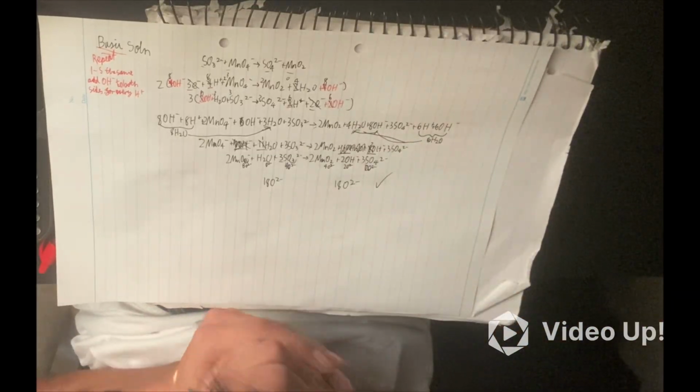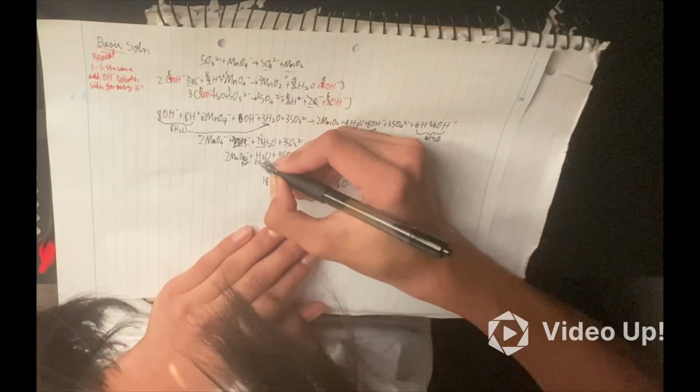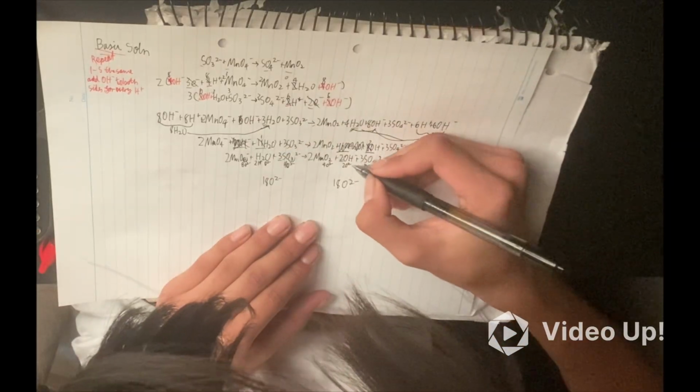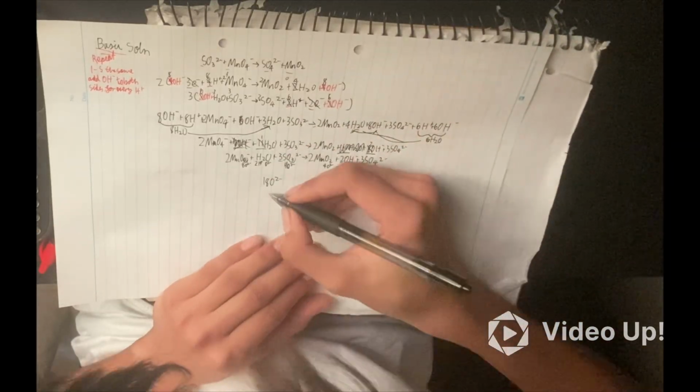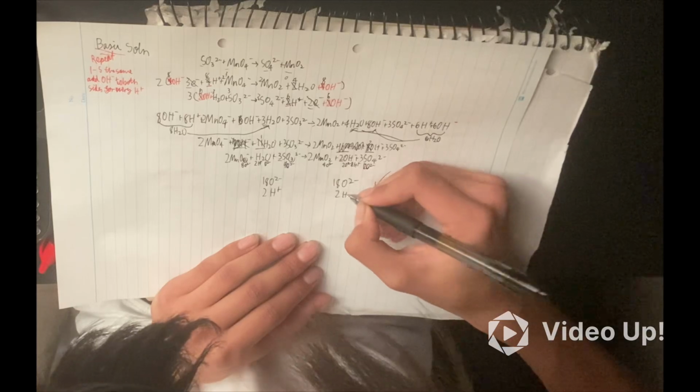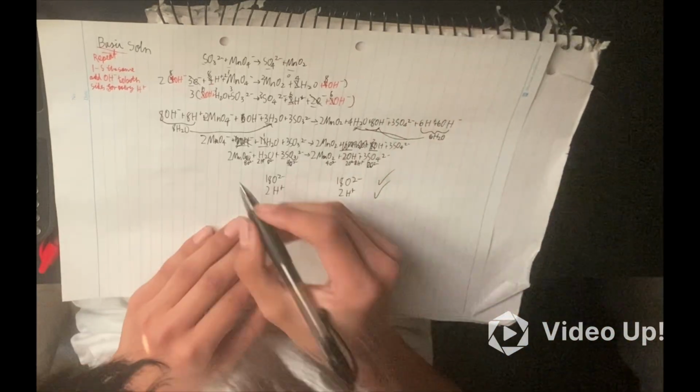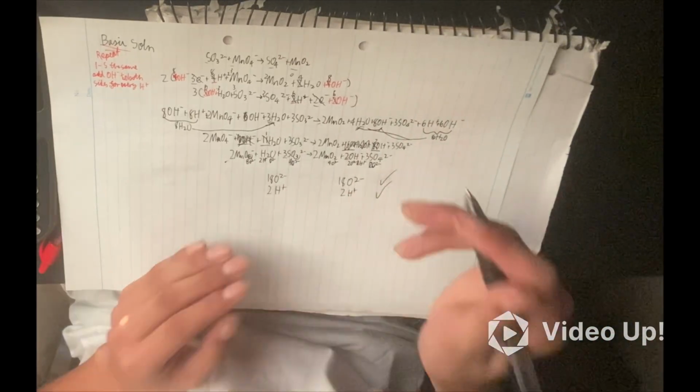So that works out. Now we have 2 hydrogen over here, and 2 hydrogen over here. It's getting a bit messy, that's fine. 2 hydrogen, that would check out. 2 manganese, 3 sulfate, 3 sulfur, that works out fine.